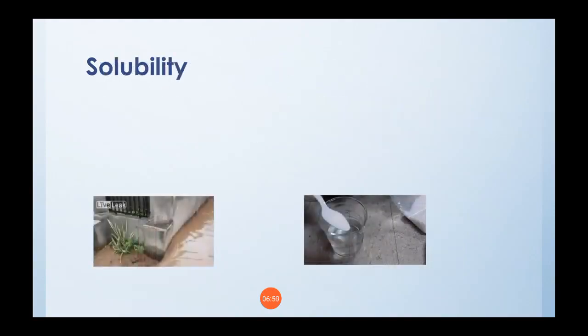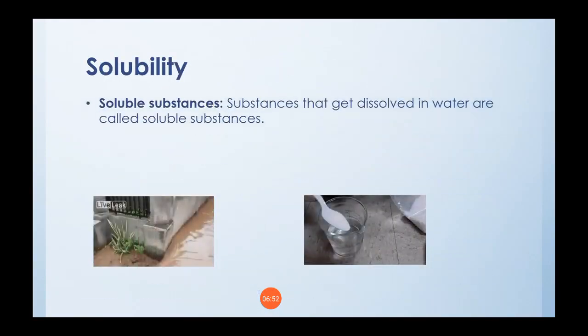Then is solubility. Soluble substance: substances that can get dissolved in water are called soluble substances. Right? If it dissolves in water, that is called a soluble substance. For example, mixing sugar in water. Here the mixing happens.